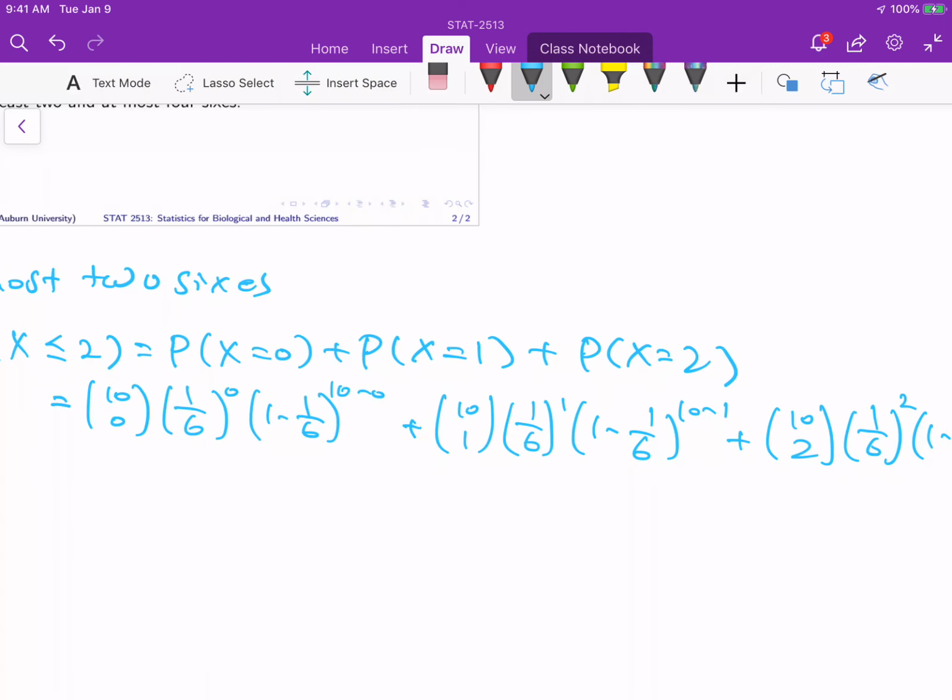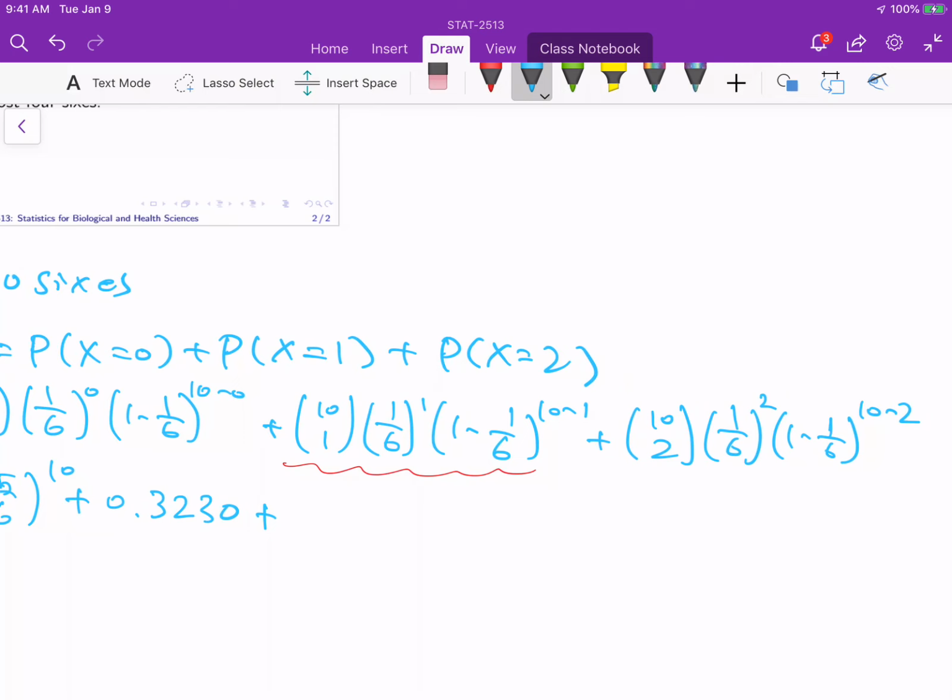As we just mentioned, 10 choose 0 has the value 1, and 1/6 to the power of 0 is also 1. So we get 5/6 to the power of 10. Then plus, for this part, we just explained how to calculate that, so this is 0.3230.